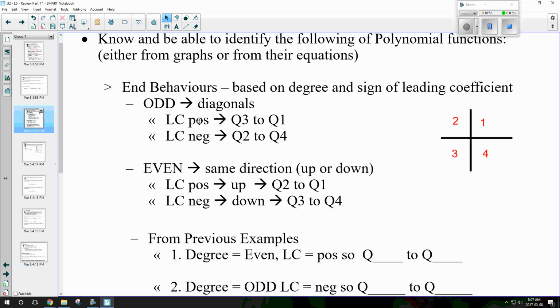So when the leading coefficient is positive, that's always the diagonal of 3 to 1. So positive is our regular one of 3 to 1. When our leading coefficient is negative, but it's an odd, it has to be the diagonal of 2 to 4.